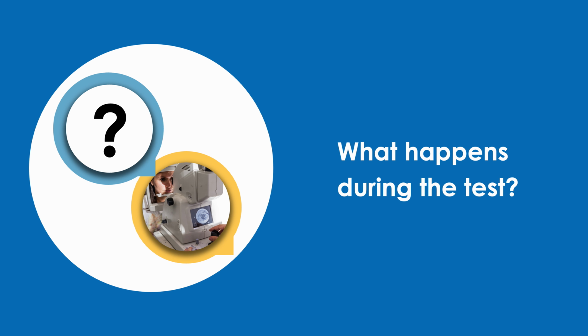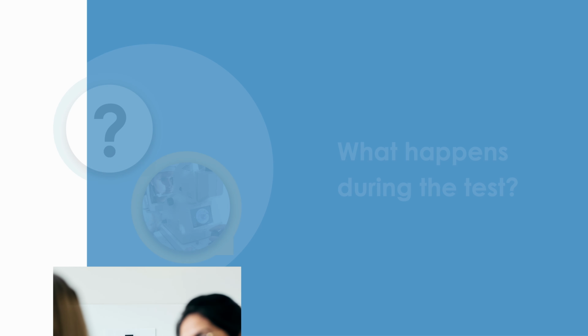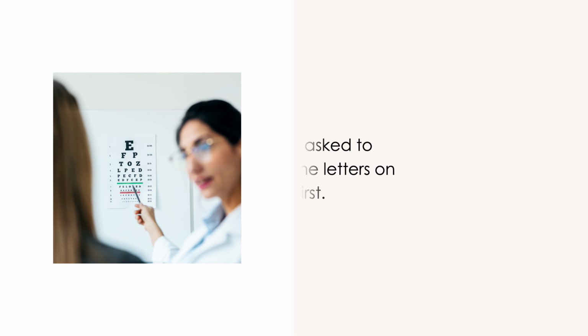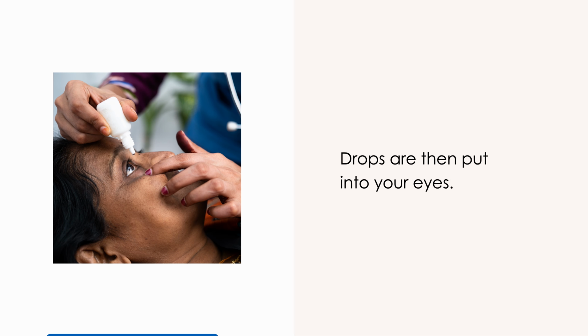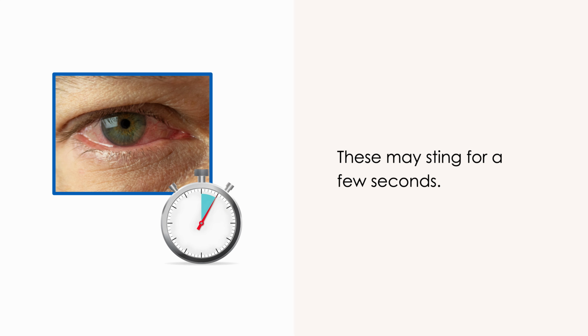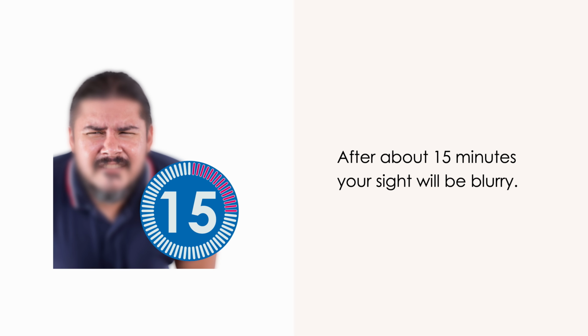What happens during the test? You'll be asked to read some letters on a chart first. Drops are then put into your eyes. These may sting for a few seconds. After about 15 minutes, your sight will be blurry.